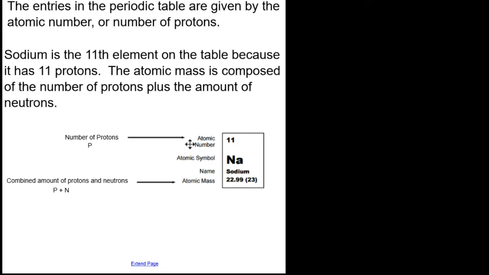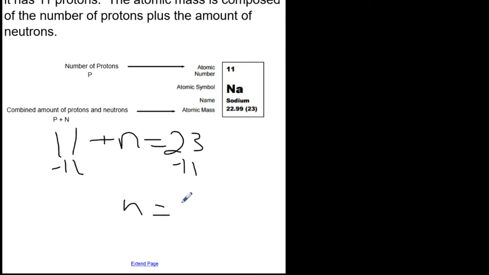Well, if my proton number is 11 and my atomic mass is 23, therefore 11 + n has to equal 23. Subtracting 11 from each side, you're going to get n is equal to 12. So therefore, there's going to be 12 neutrons. Now, like I said, elements like to be neutral, so the number of protons will equal the number of electrons. So if it has 11 protons, it'll also have 11 electrons.